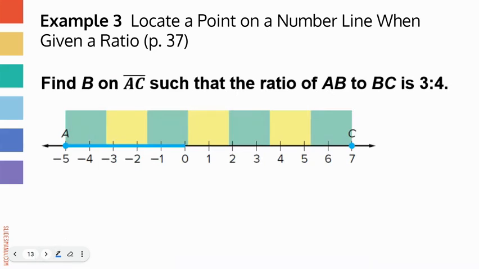Okay, so example 3, this is on page 37. Locate a point on a number line when given a ratio. So we want to find B on a segment AC such that the ratio of AB to BC is 3 to 4. So again, A is our initial point, or x1, and C is the terminating point, or x2.